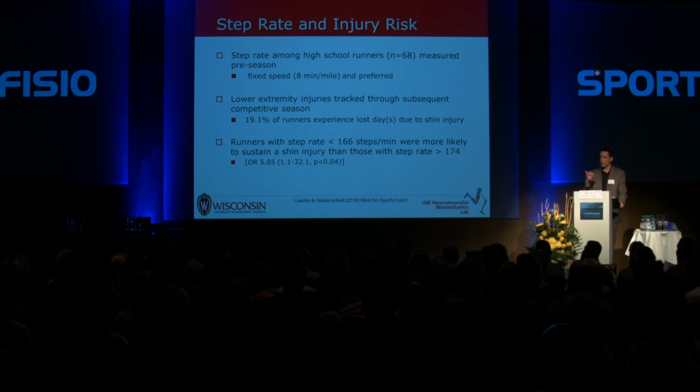And what we found is that those who experienced a shin injury, those who had a step rate below 166 steps per minute, had a much greater odds of developing shin injury compared to those who ran over 174 steps per minute. Now, that's the first time that we've seen any sort of a predictive factor related to the absolute number that a person ran with.